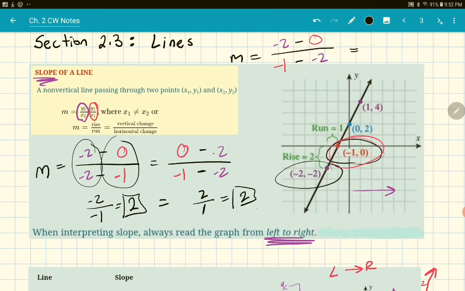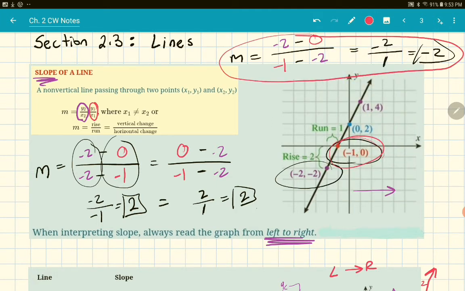So I get -2 minus 0 gives me -2 over -1 minus a -2 is -1 plus 2, which gives me 1, which is a -2, which is the wrong answer. This is wrong because it's going to give me the wrong sign. And that error came because that is not from the same point, looking at it vertically.